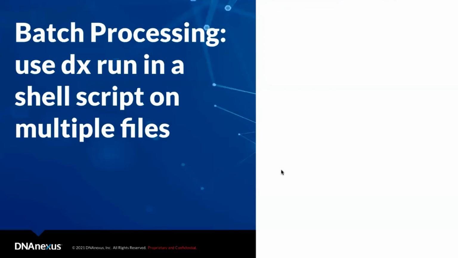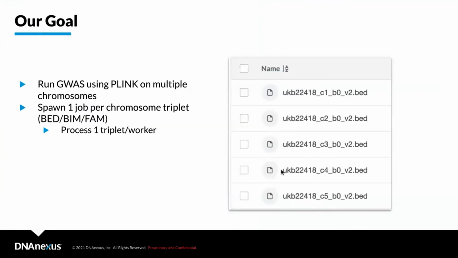Now we're going to take it up a notch. So not only are we going to run it, we're going to run dx run on multiple files, which is probably the case that most of you will be doing on RAP. Our goal with this section is to make this relevant to as many people as possible. So our example in this section is going to be working with Plink.